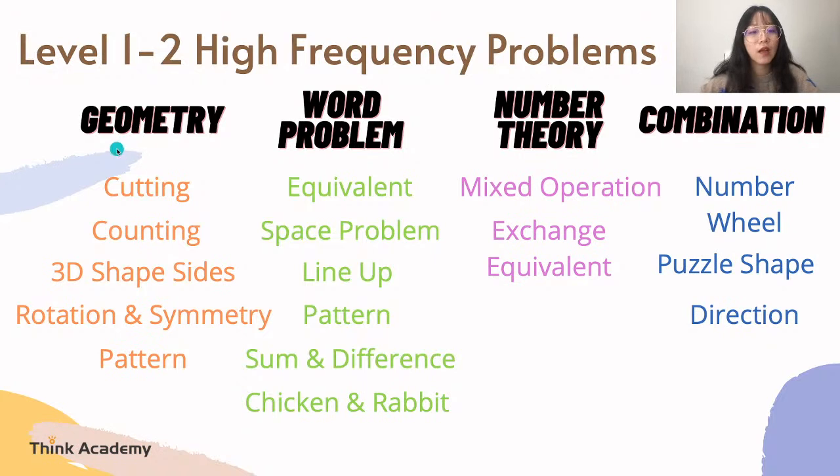For example, for levels 1 to 2, there are a lot of geometry questions involving cutting, 3-dimensional shapes, rotation, symmetries, as well as patterns. Word problems often involve equivalent problems, space problems, lineup problems, sum and difference, as well as some pattern problems. And number theory often tests students on their calculation, so there are a lot of mixed operations, exchange equivalents, as well as testing whether students are able to make some small calculations.